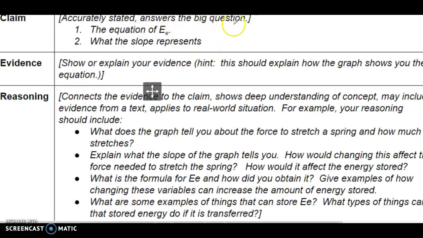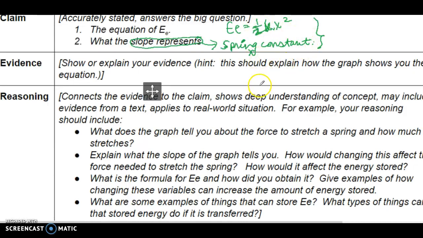So here, make sure in your claim you have the equation for EE, kx squared, and then what the slope represents. Remember, that's the spring constant. I'm just going to say that, and then you can go back and look and figure it out. If you want to state this a little bit differently and rework the claim and evidence, that's totally fine, because this is the first time we wrote them this detailed, and in writing them and talking to kids about it after school, it's harder than we thought, and I think we're not asking quite the right question. So just do your best, it'll be fine. As long as you're explaining everything somewhere, you should be good.